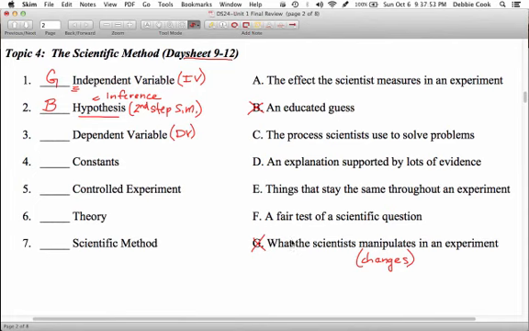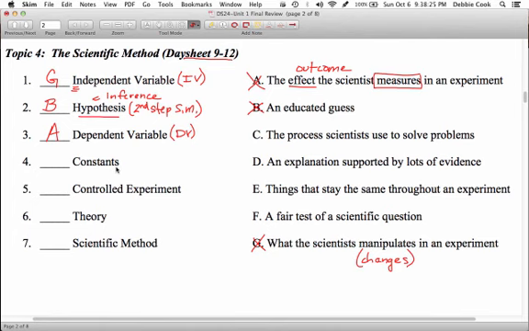So if I look over here on the side, I want to see what measures up to those particular definitions. So if I look here, A, it says the effect the scientist measures in an experiment. Again, if our IV is the cause, our DV is the effect, and it's what's being measured in the experiment. That's the key. We can also think of it as an outcome. So go ahead and highlight that on your paper because you don't know which way you're going to see it on your test. So number 3 should be A. I'm going to cross that off because I know that'll help me know that I already used it.